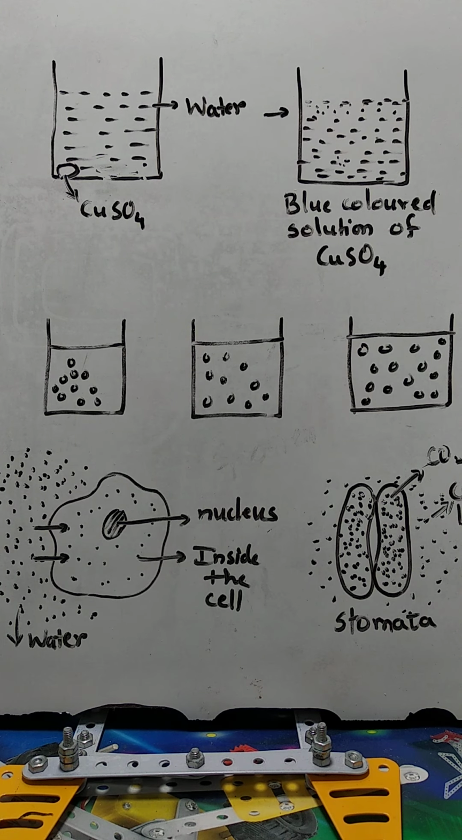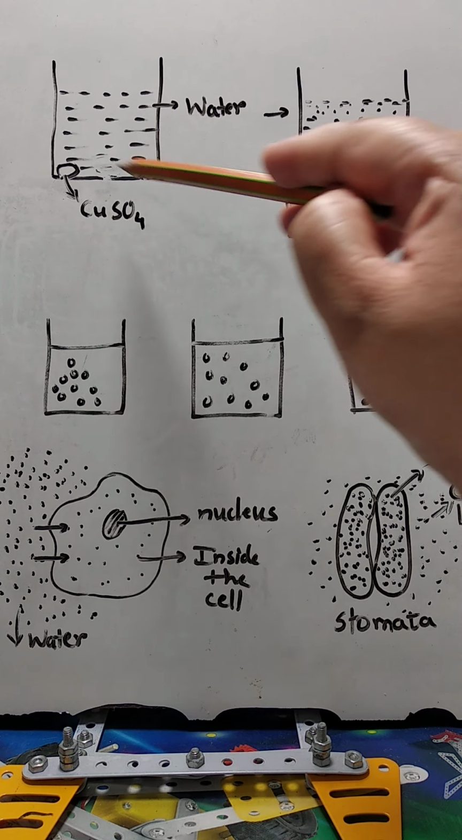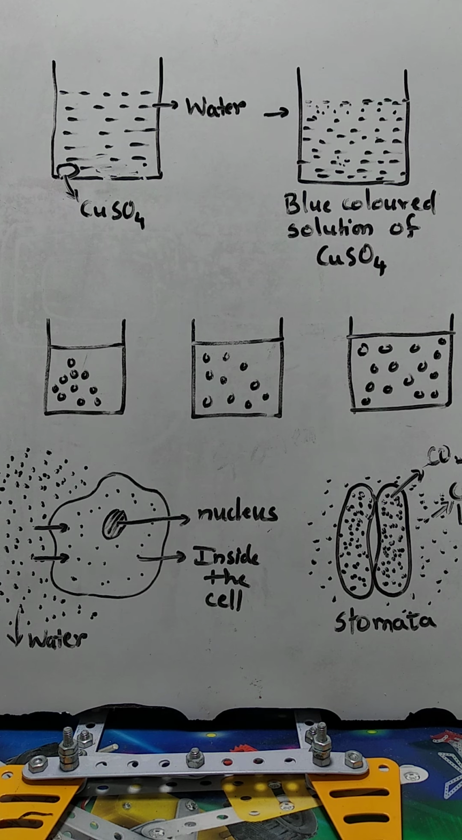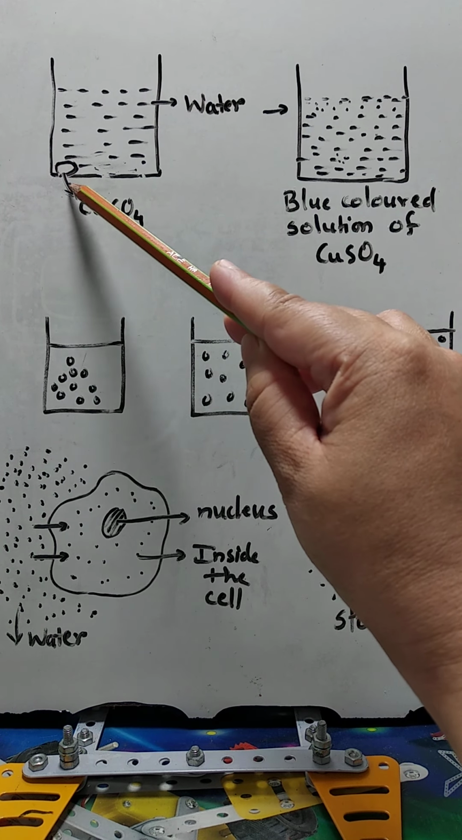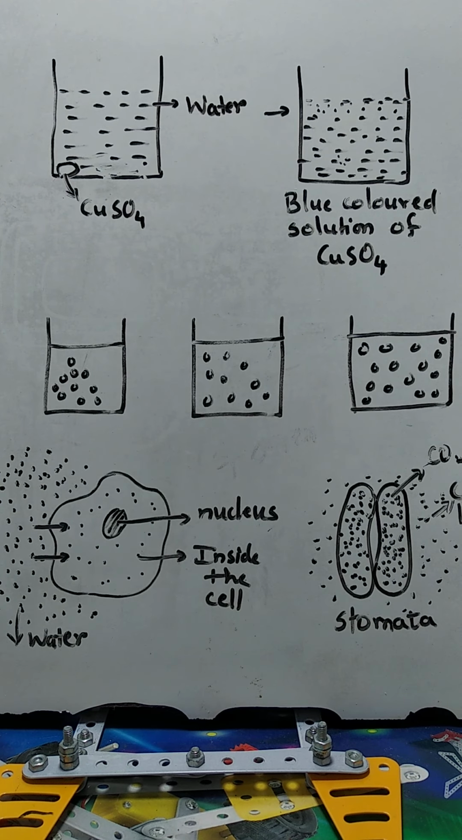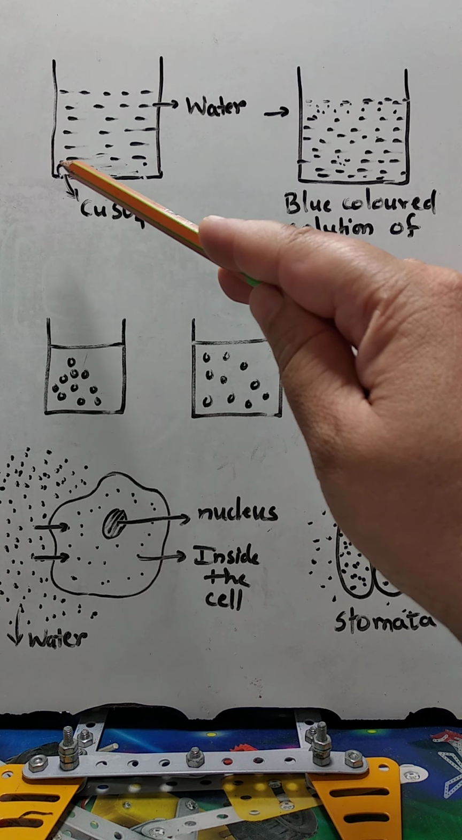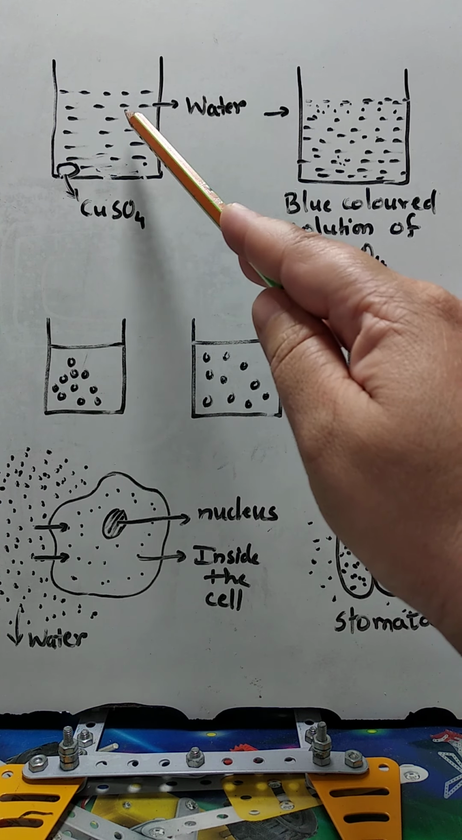Suppose, let's take an example. I have a beaker of water, and in that beaker I am placing a crystal of copper sulfate at the bottom, right? We know that copper sulfate is soluble in water, right? It forms a blue colored solution. So initially, I am taking a big crystal of copper sulfate and water.